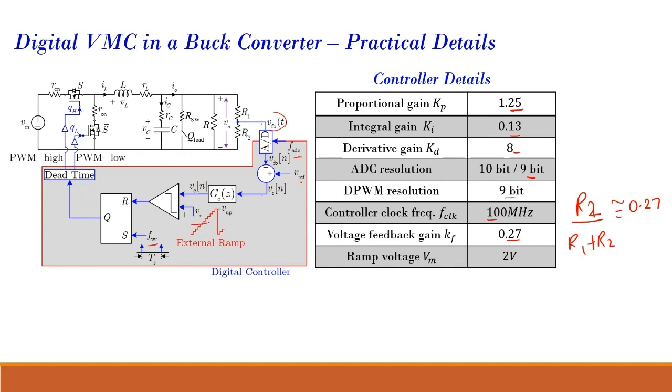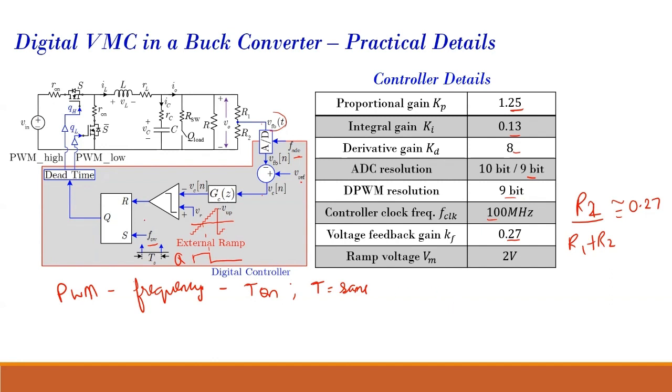That VC of n will be something like this over here. That will be compared with the ramp, and that will generate my Q signal. This is fixed frequency, this is DPWM, so it is pulse width modulation. The frequency is fixed, so what we are changing is the on time. The on time is being changed, while T remains the same.